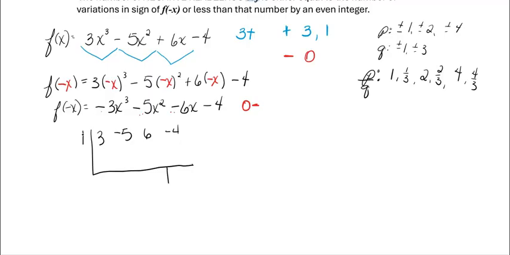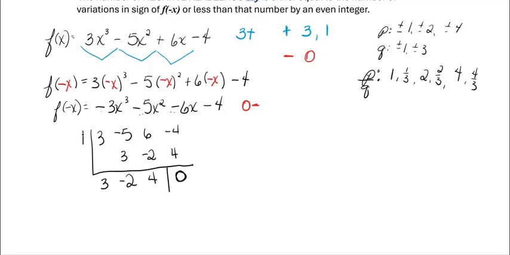I don't need any placeholders. Bring down my 3. 1 times 3 is 3. Negative 5 plus 3 is negative 2. 1 times negative 2 is negative 2. 6 minus 2 is 4. 1 times 4 is 4. 4 minus 4 is 0. Therefore, I see my remainder is 0. So one of my positive roots is 1.